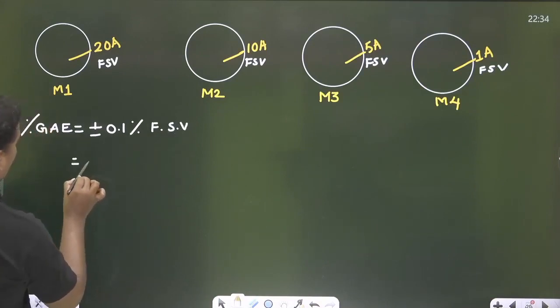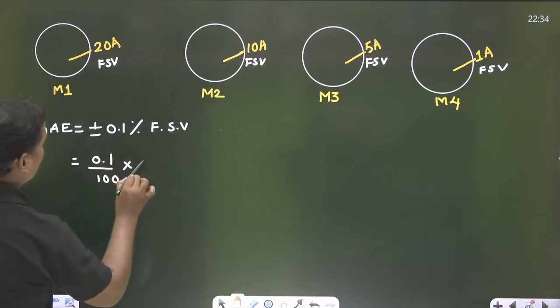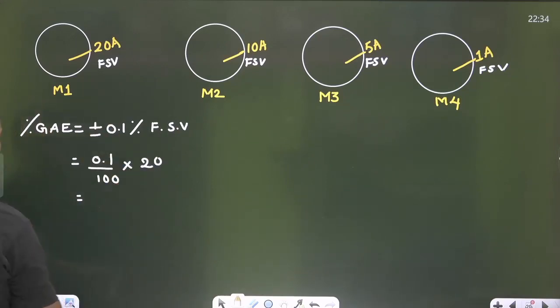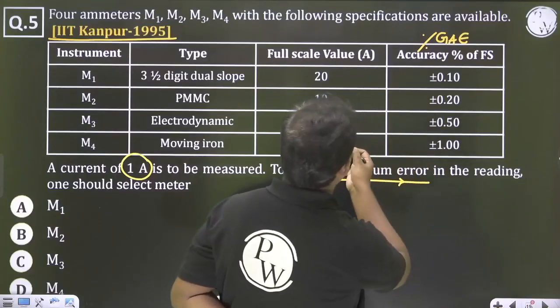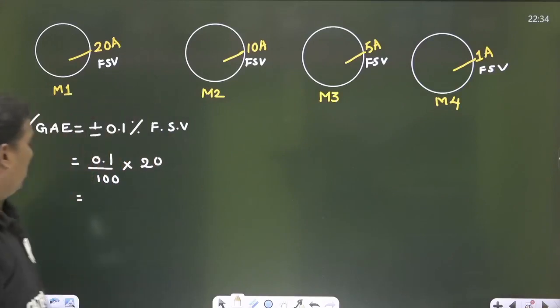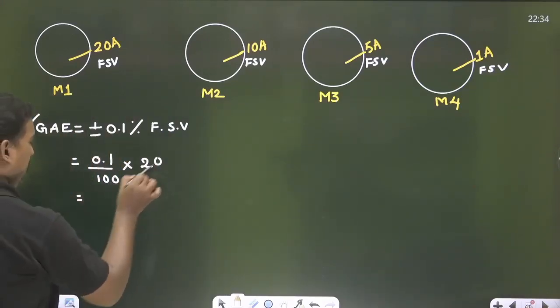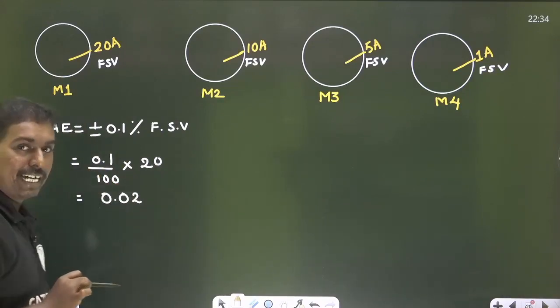So if you take 0.1 divided by 100, and the full scale value here is 20, how much are you going to get? 0.1% of 20 is 1 by 1000 times 20, so you are going to get 0.02. This is the limiting error.